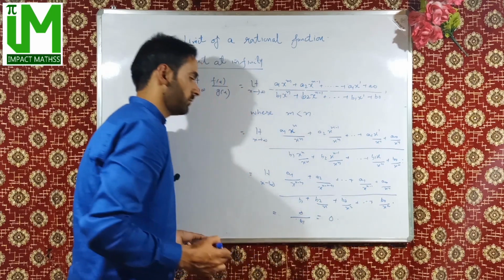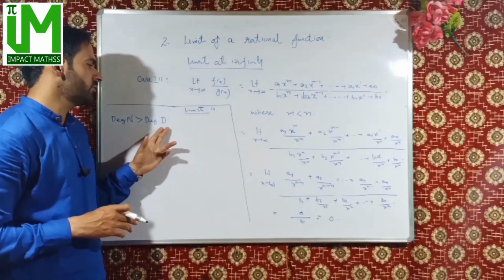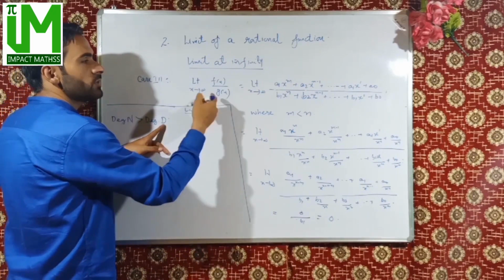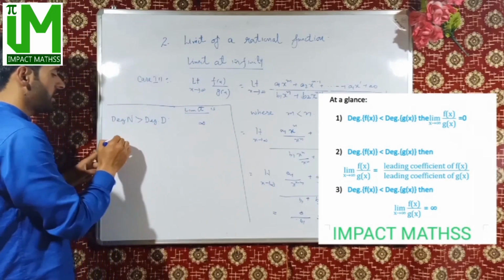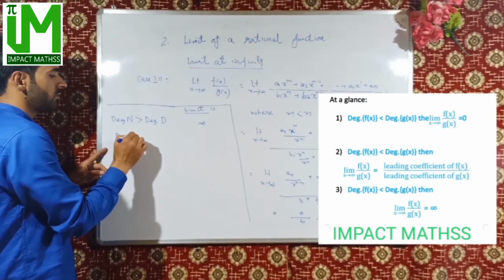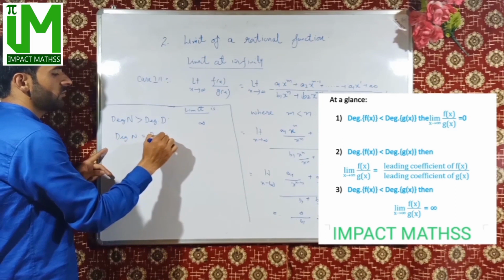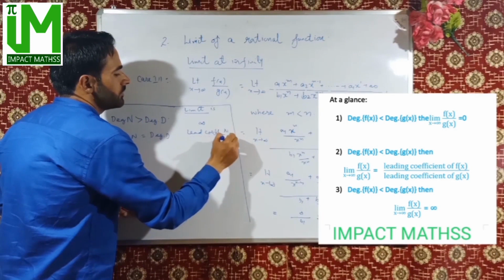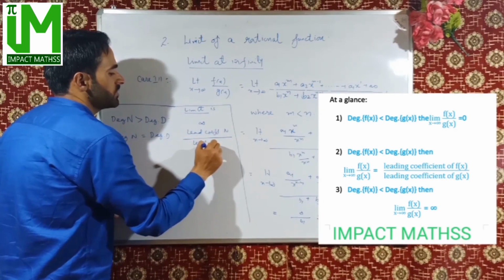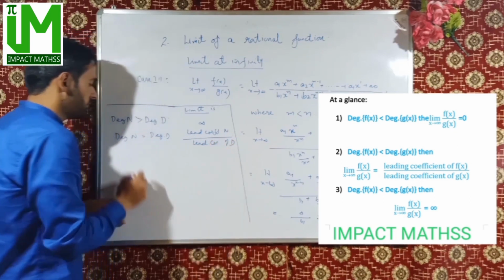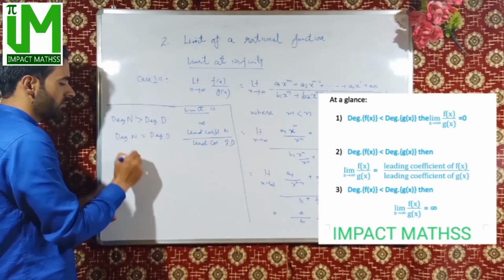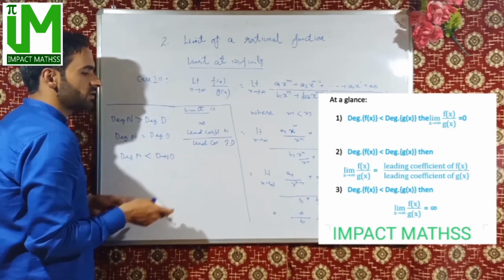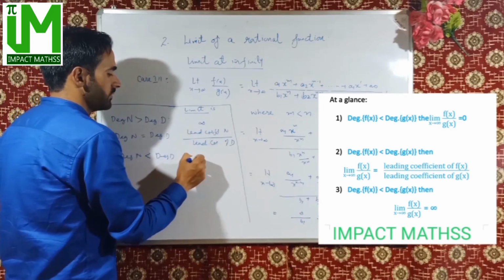so it will be 0. So to conclude, we have three different cases. When the degree of the numerator is greater than the degree of the denominator, in this case the limit of the rational function will be infinity. If the degree of the numerator equals the degree of the denominator, in this case the limiting value of the rational function will be the leading coefficient of the numerator divided by the leading coefficient of the denominator. And when the degree of the numerator is less than the degree of the denominator, in this case the limiting value of the rational function will be 0.